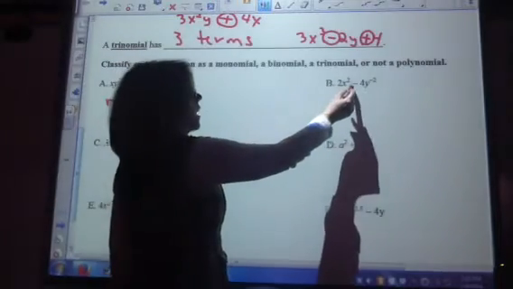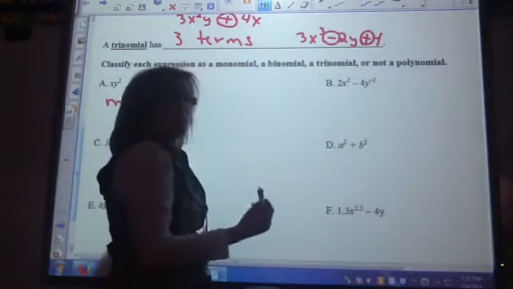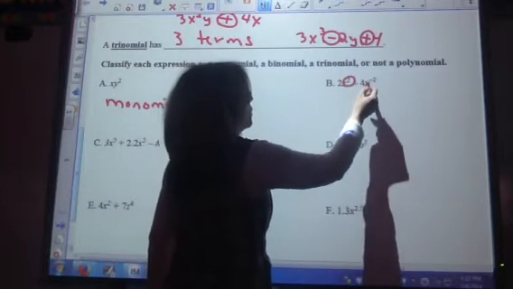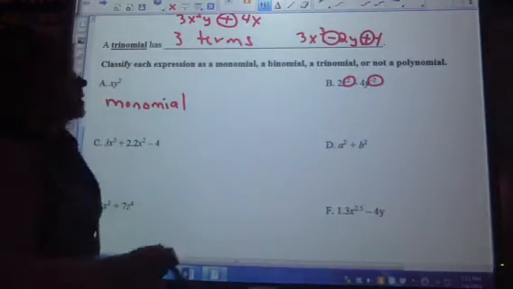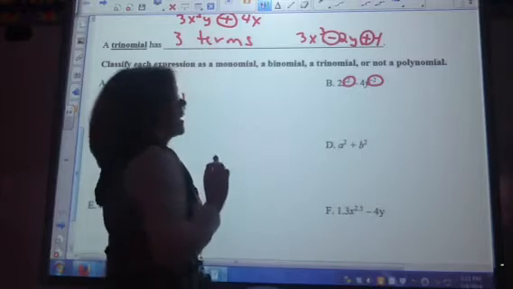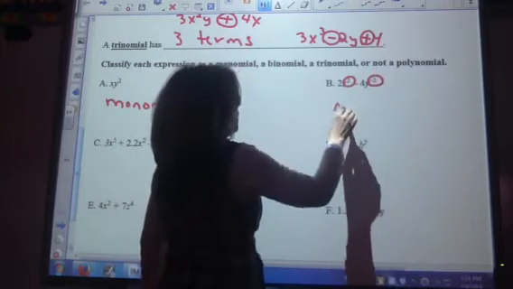This one has a subtraction sign, so there's 2 terms, so it could be a binomial. So let's check our exponents. We have a positive 2 and we have a negative 2. This negative 2 creates it to be not a binomial, so it's not even a polynomial.